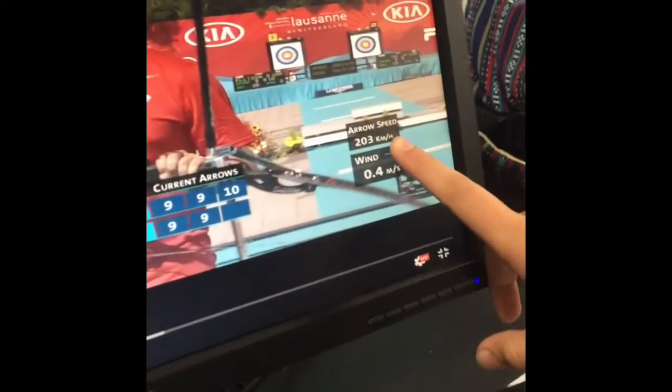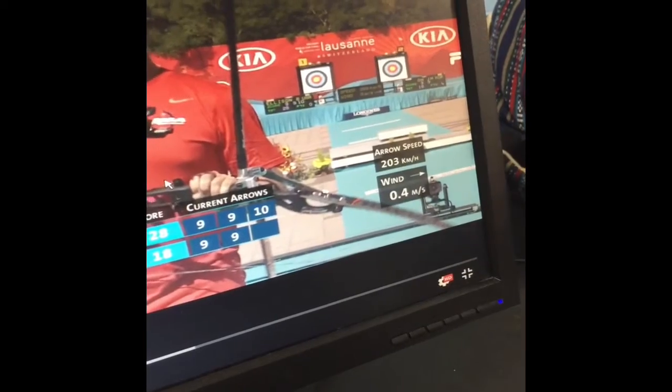During his shot, we decided to time how long it took from his hand to the board, and we got 2.9 seconds. Okay, so if you look closely on the board, the arrow speed is 203 kilometers per hour, which would be your average velocity.